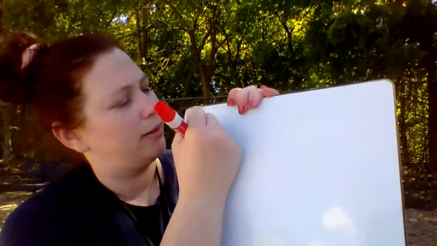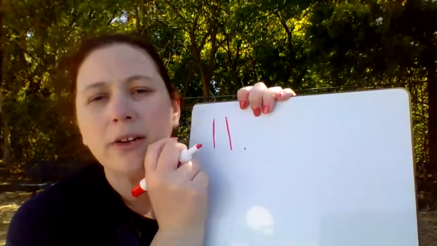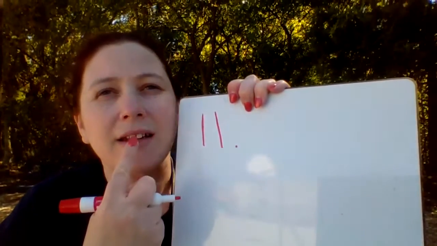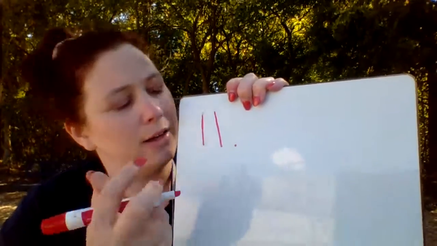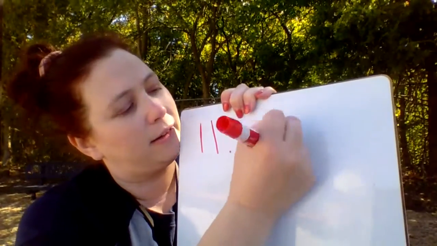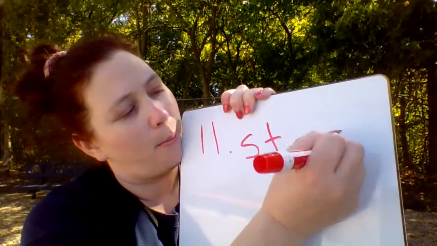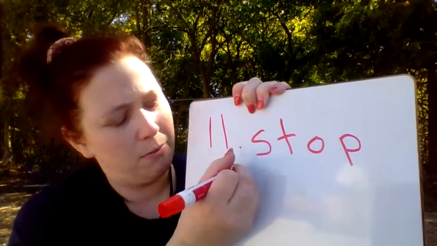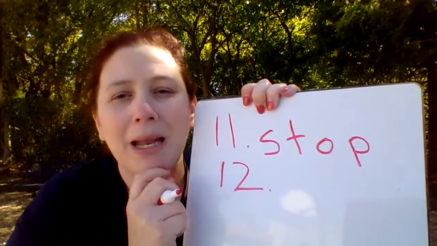Alrighty, so we've got number 1 through 10. We went ahead and we learned about D already in our picture card. So we're going to move right along to number 11 on your board. Number 11, we're going to practice spelling again. And we're going to spell the word stop. Let's sound it out. S-t-o-p. Number 12, plan.